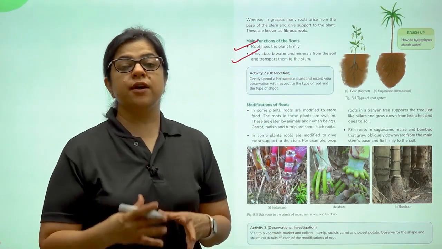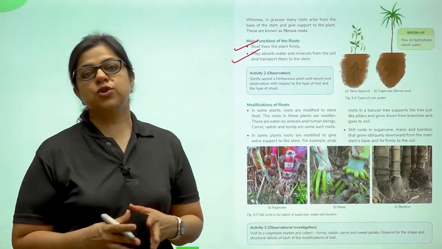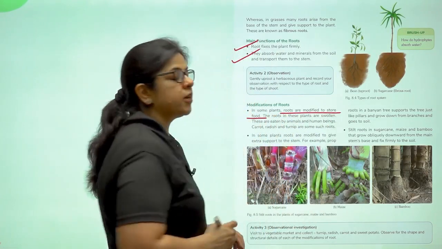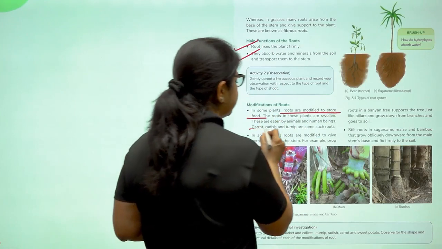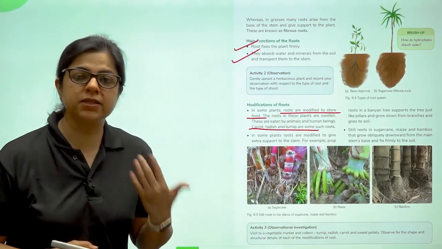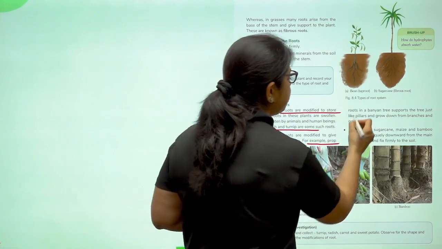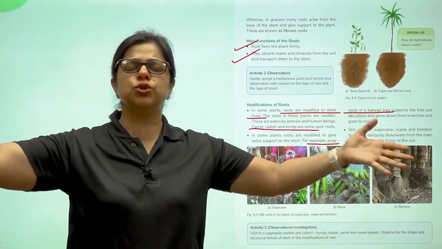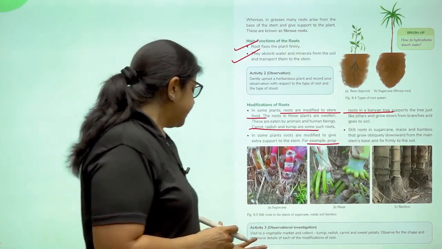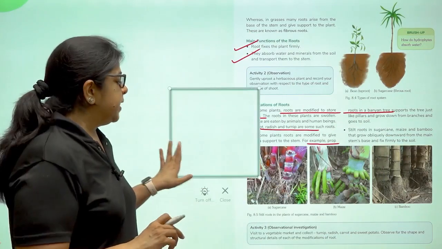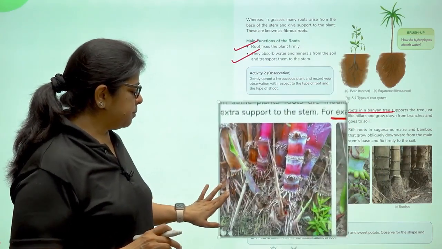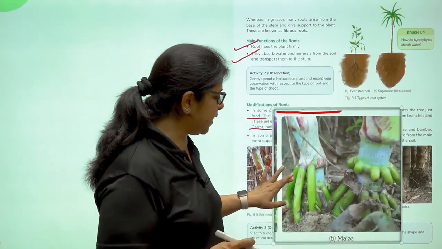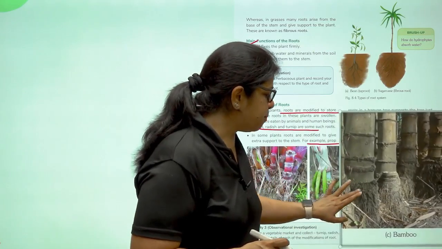Now these roots are not always under the ground. Now let us talk about modifications of the root. So there are some roots that are modified to store food like carrot, radish and turnip, which we consume as food. Then there are prop roots in a banyan tree that fall down from the branches to support the huge crown of the tree. Then there are stilt roots. These stilt roots come out of the base of the stem and they help to support the stem, as in case of sugarcane, maize, and bamboo.